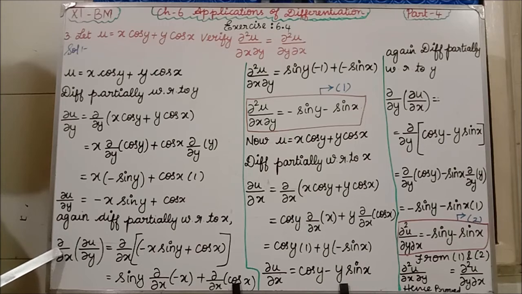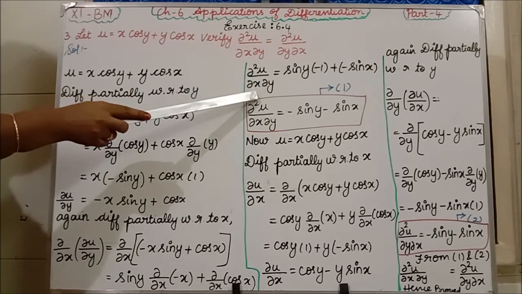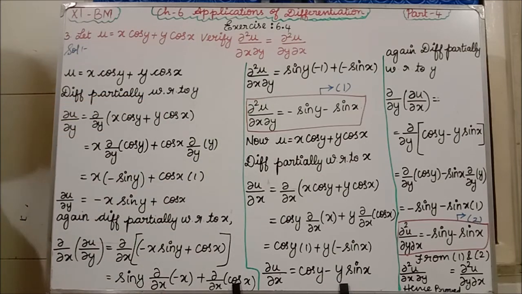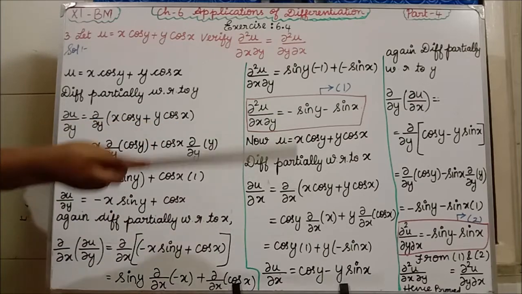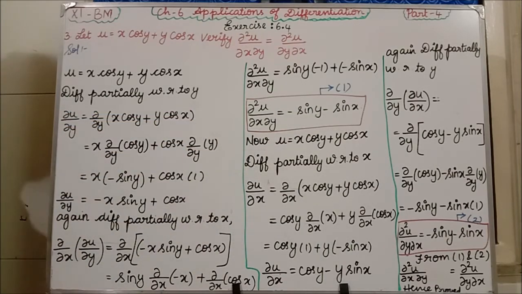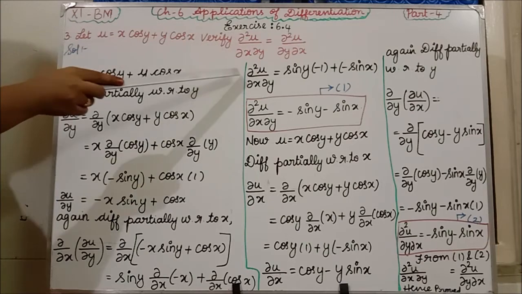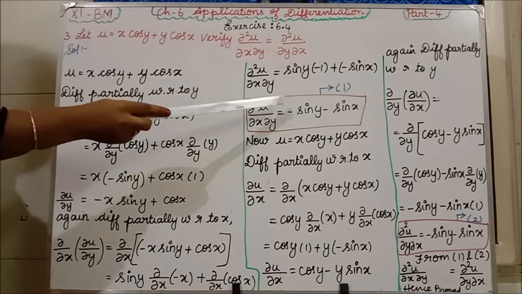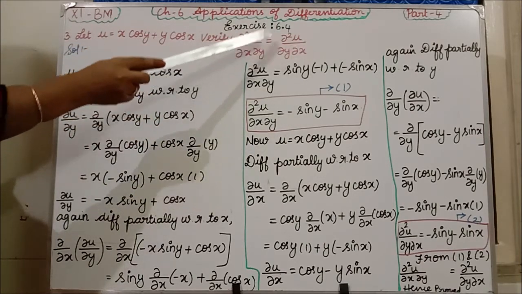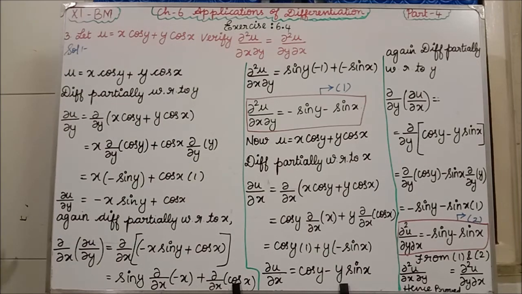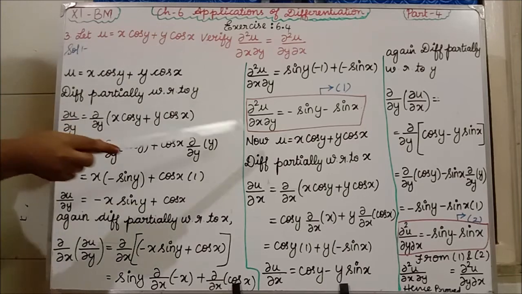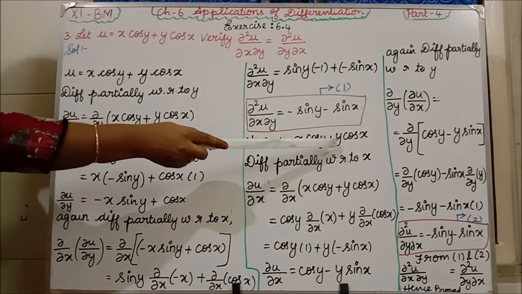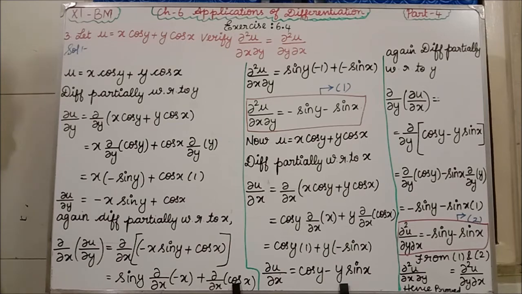So from this what we will get, ∂/∂x of ∂u/∂y means what? ∂²u/∂x∂y. So ∂²u/∂x∂y is equal to −sin y − sin x. This part we have formed. Now we also have to check whether the same answer is obtained for the other order. For that, again I am writing the given u function: u = x cos y + y cos x. I have written it one more time.